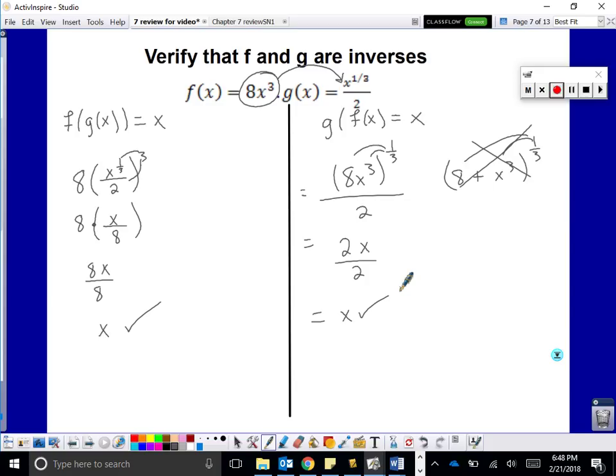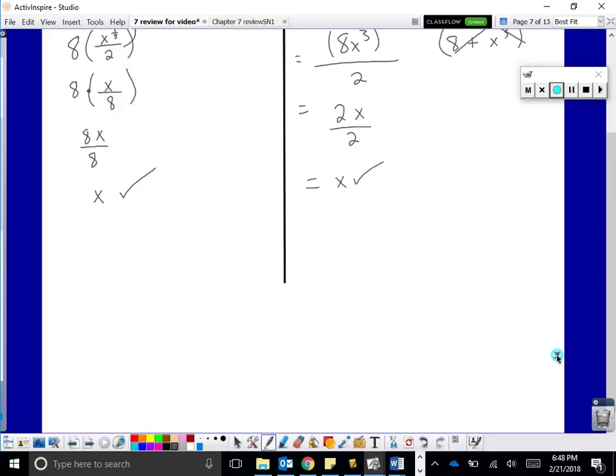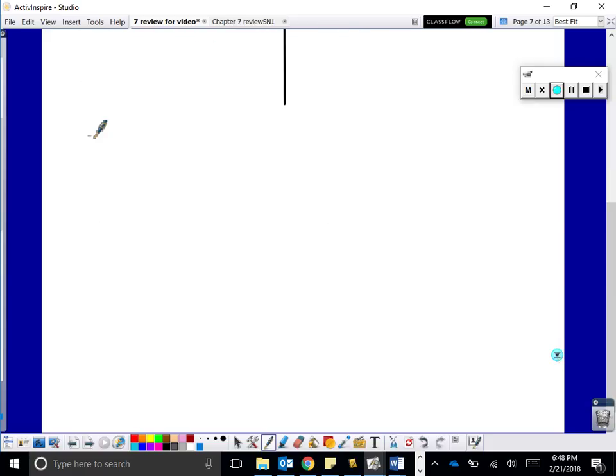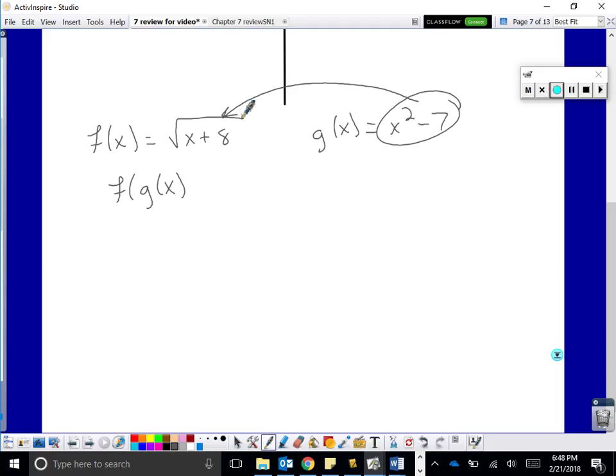Just off the top of my head, maybe we should try one more of these. We won't verify, but let's say that f of x equals, I don't know, the square root of x plus 8, and g of x is equal to x squared minus 7. If we found f of g of x, that would give me plugging this into f, and that's going to give me the square root of, I replace x with x squared minus 7 plus 8.